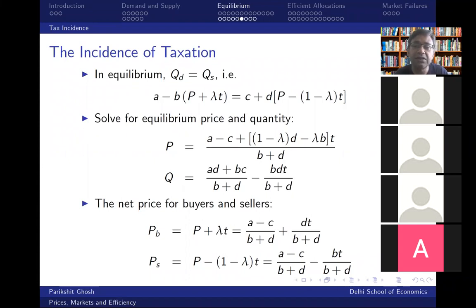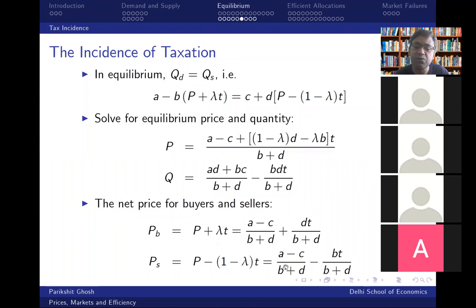Now, let's take one more step and calculate the net price. That's what matters for the two parties, for the buyers and the sellers. So for the buyers, we have to take the market price, the before-tax price that we have just calculated, and we have to add lambda T to that, right? So slap on the tax. And when you do the calculation, you get this expression. Similarly, for sellers, you have to apply P minus (1 minus lambda) T, and you get this expression.